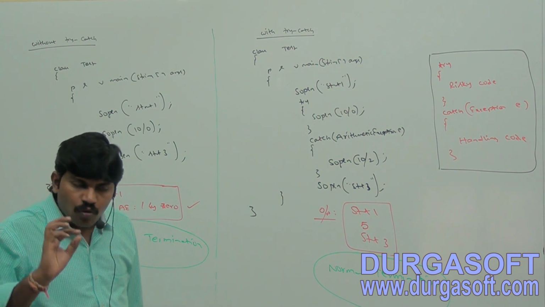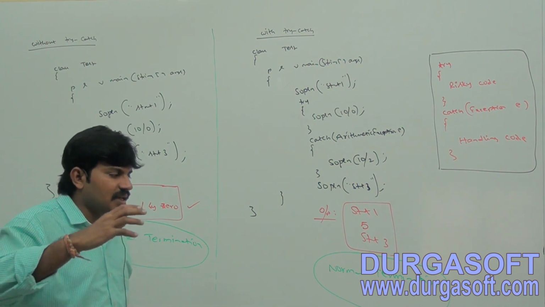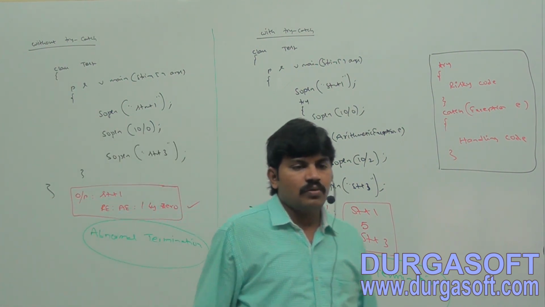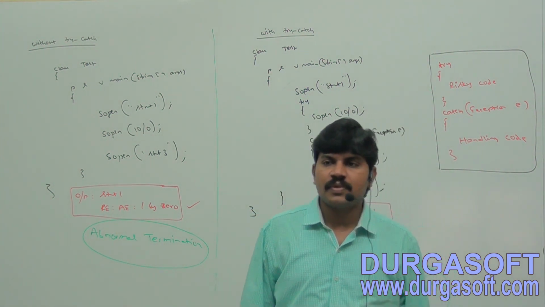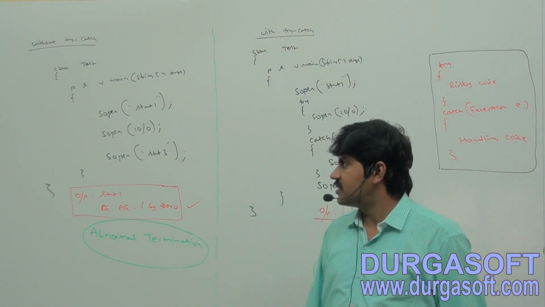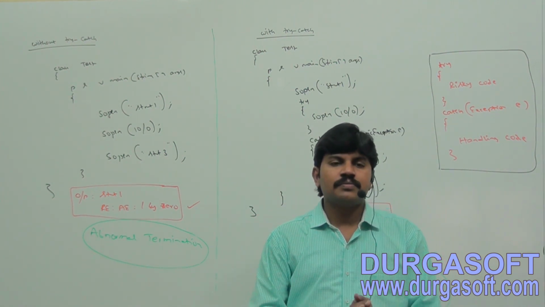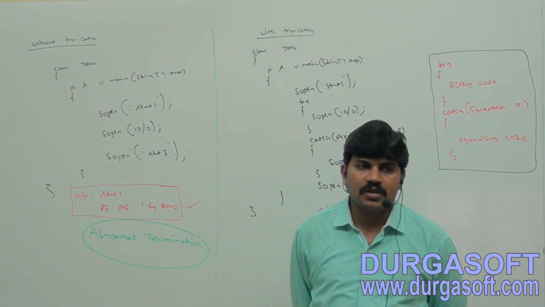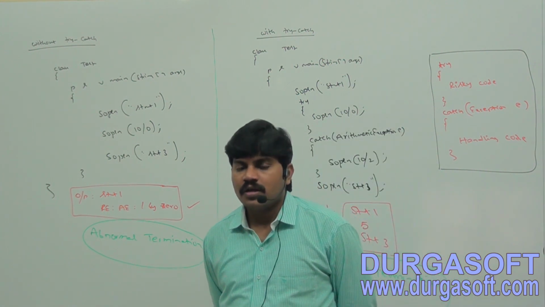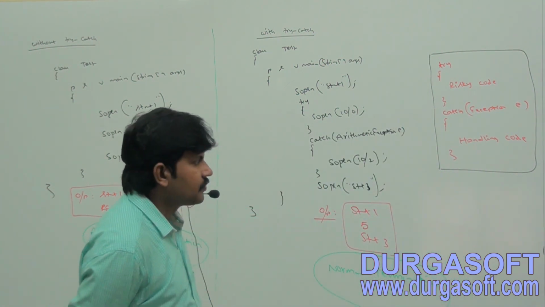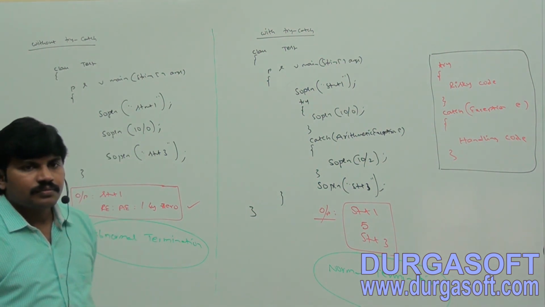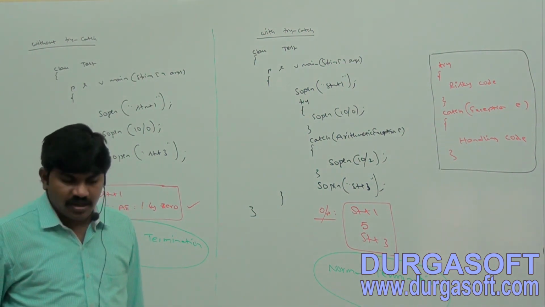Next, the code which may raise an exception is called risky code.